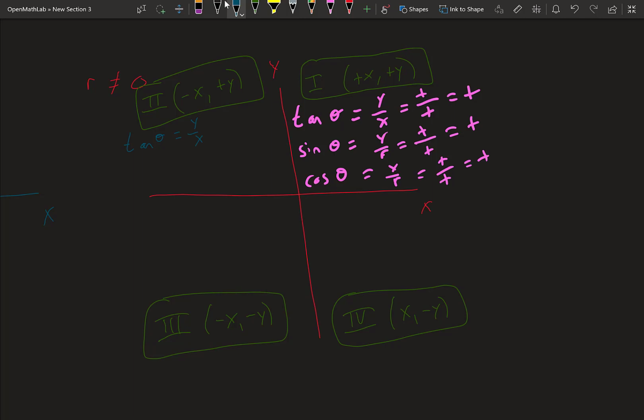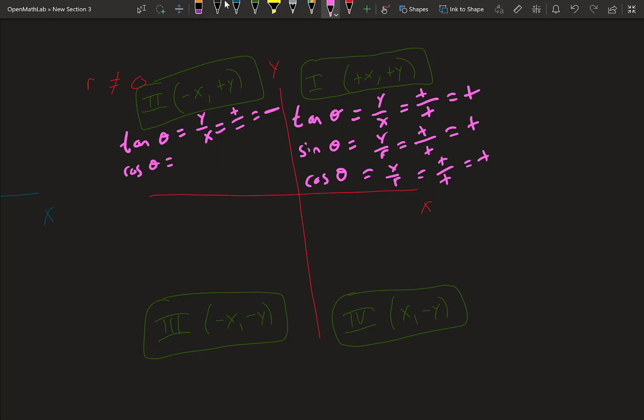Let me keep this consistent. Let me just keep using the pink, right? So tangent of theta is going to be equal to y over x, which in this case is a positive divided by a negative, which gives me a negative answer, right? So tangent is going to be negative here.